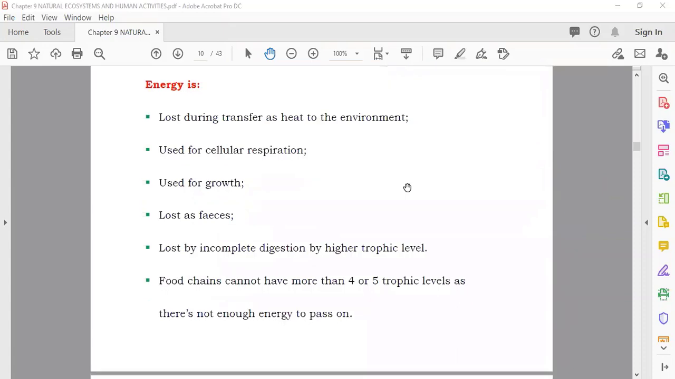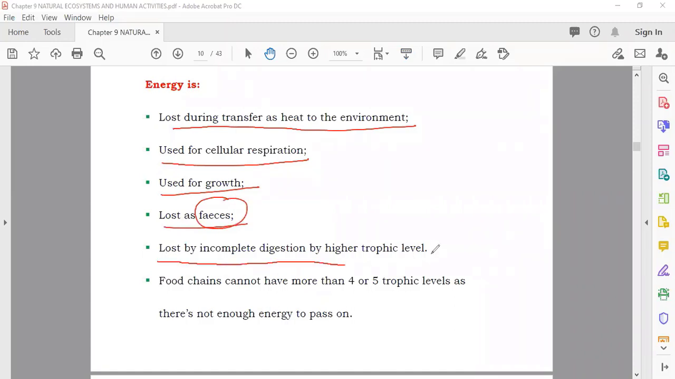Okay. Now they're saying where the energy is lost and where all the energy is used. The energy is lost during the transfer as heat to the environment, used for cellular respiration, used for growth, lost as feces when the waste comes from the animals, and lost by incomplete digestion by higher trophic levels. A food chain cannot have more than 4 or 5 trophic levels as there is not enough energy to pass on.